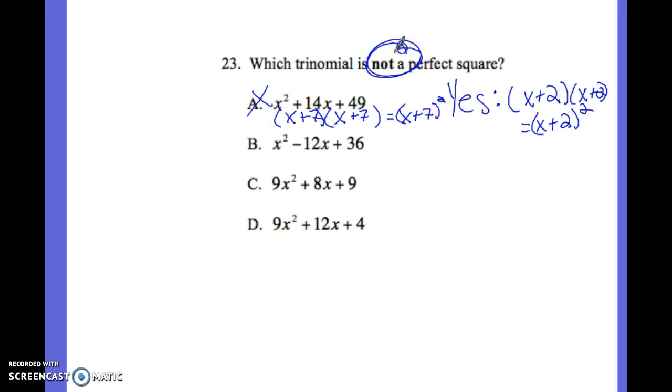I'm looking for which one is not. What multiplies to be positive 36 and adds to be negative 12? How about x minus 6? x minus 6, which is x minus 6 quantity squared. That is a perfect square trinomial.